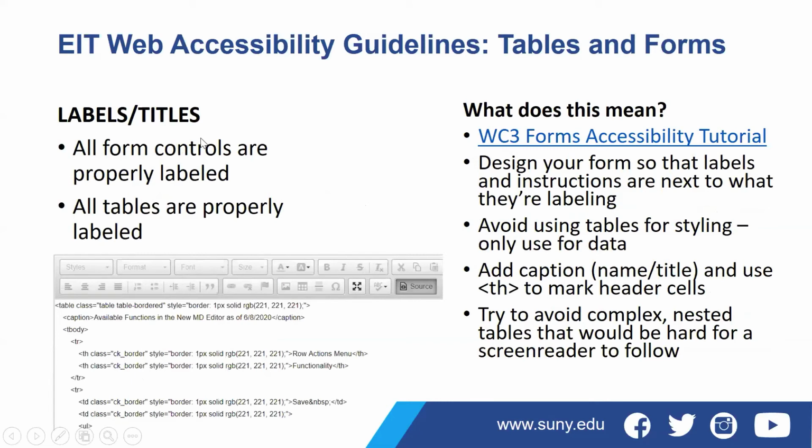So labels, tables, or titles: you want to make sure that all of your form controls are properly labeled. I know that that's an issue. Some of the original default code that we had for our Primo search codes wasn't labeled correctly, so that is something that we went back and edited in our FAQ about how to make a widget for your Primo searching. So you just want to make sure that the form controls are labeled correctly and also that your tables are properly labeled.